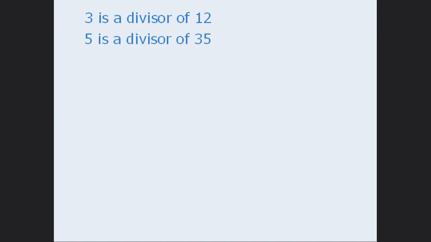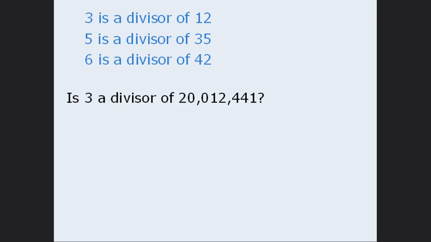For example, we can see that 3 is a divisor of 12, 5 is a divisor of 35, and 6 is a divisor of 42 just by looking at the numbers. But what about larger numbers? For example, is 3 a divisor of this number? In other words, is 20,012,441 divisible by 3? Well, it's hard to tell.